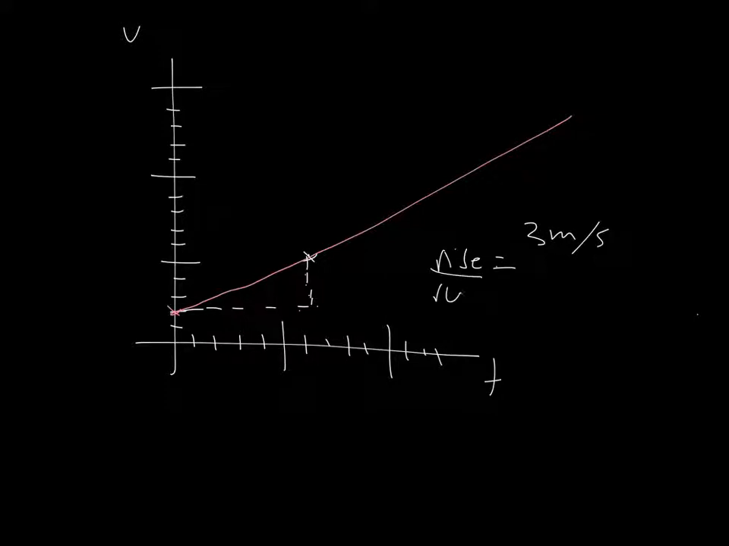And how much is the run? Well, the run goes from 0 to 6 seconds. So the run is 6 seconds, sorry. Okay, so what's the acceleration? What is 3 over 6? That's 0.5 meters per second squared. So that's it. The acceleration is 0.5 meters per second squared, which is the gradient of this graph.